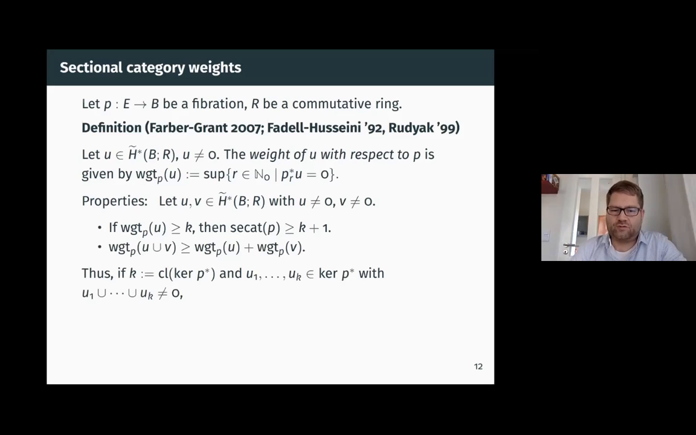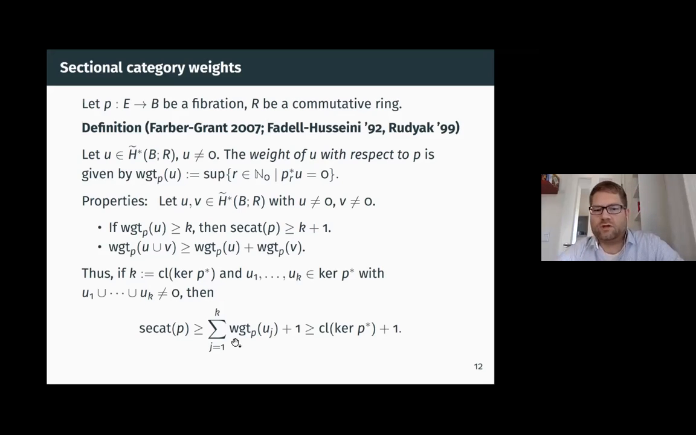And this really improves the cup length bound. Namely, let's assume we have k as the cup length in the ideal, the kernel of P upper star, so we have k such classes whose product is non-zero. Then, using these two facts in combination, the sectional category is bounded from below by the sum of the weights plus 1. And since this sum is 1 or bigger, this really improves the cup length bound. So this sum is k or bigger. We can use this to beef up the cup length estimate.